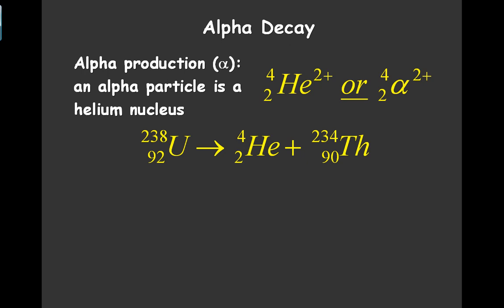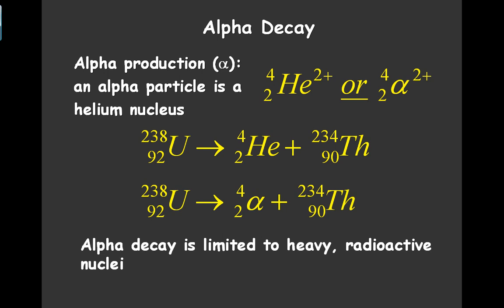Now, an alpha particle can be given off when any radioactive substance decays. So here's uranium, and it's decaying and it's giving off an alpha particle. That's the helium nucleus, and then thorium is the other product. And again, the same idea applies here. The masses have to add up on both sides, and so do the atomic numbers. Second way of writing it then is to substitute the alpha symbol in for helium. So those two reactions are exactly the same.